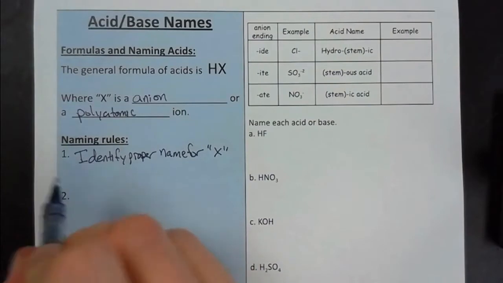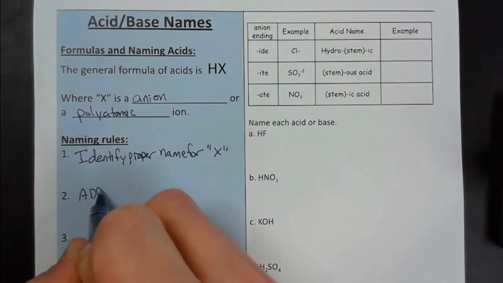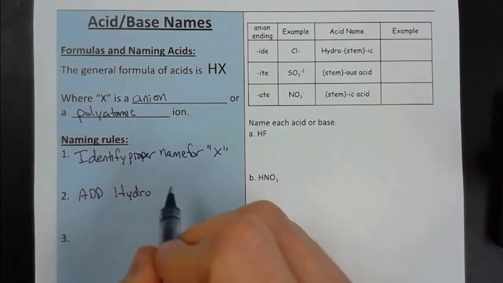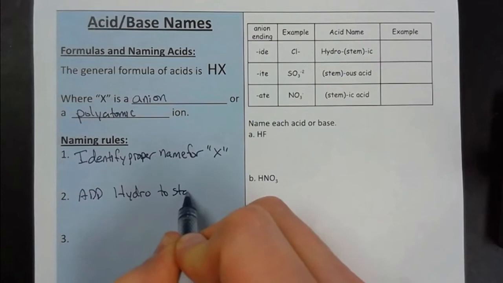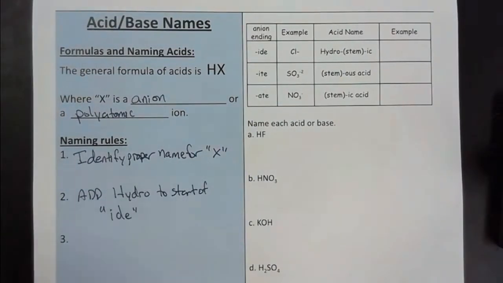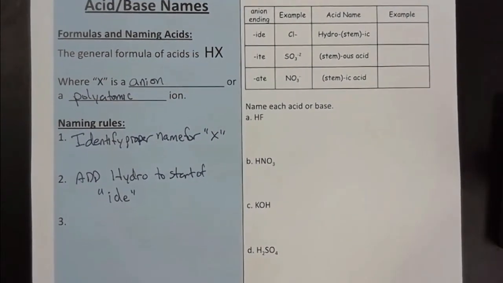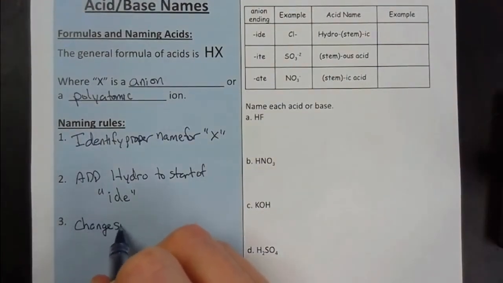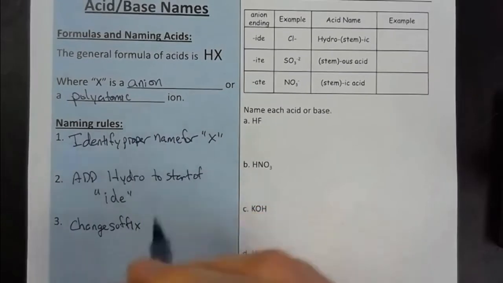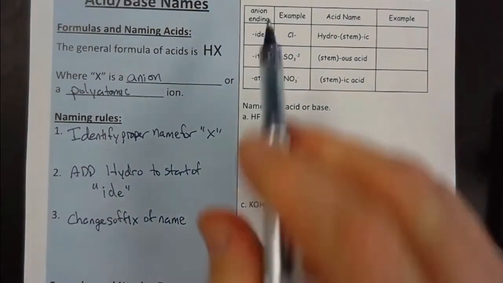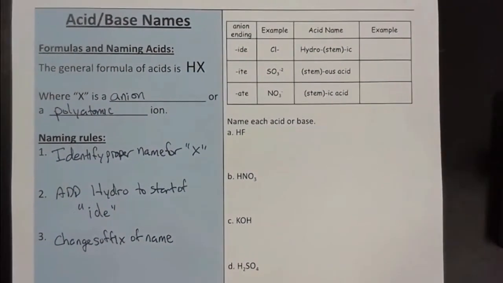The second thing we're going to do is add the prefix hydro to anything that ends in ide. So add hydro to the start of all ides. And then the last step is to change the suffix based on, again, that ending of that particular negative ion.